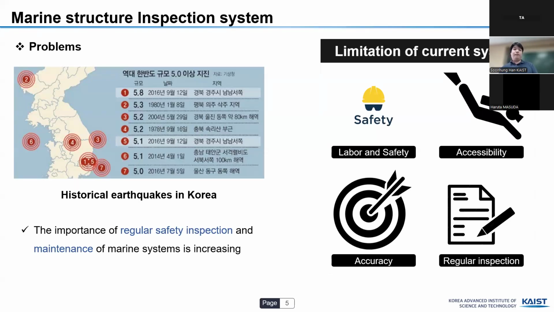There are lots of natural disasters in Korea, such as earthquakes, and the importance of regular safety inspection and maintenance of marine systems is increasing. The current system has limitations. Diving and boats have problems with safety, accessibility, accuracy, and regular inspection.